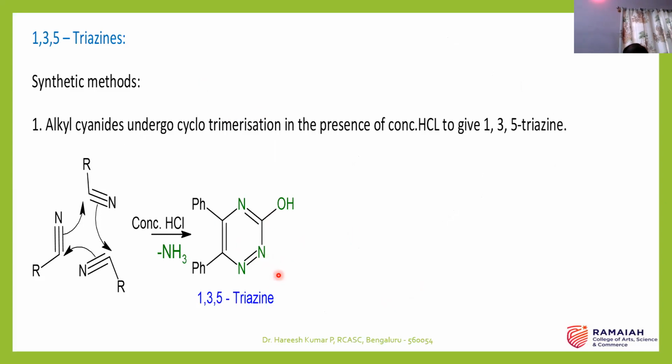So alkyl cyanide undergoes cyclotrimerization in presence of concentrated HCl, giving rise to 1,3,5 triazine. Here nitrogen, there nitrogen, and here nitrogen; these two nitrogens are not there. That is the product obtained. So this is one method.